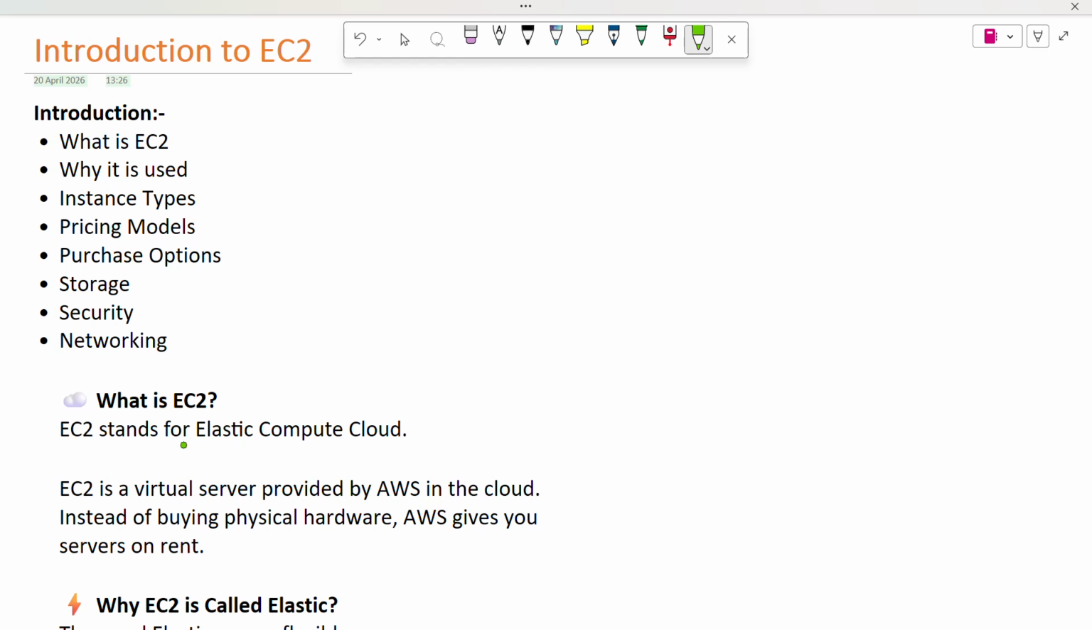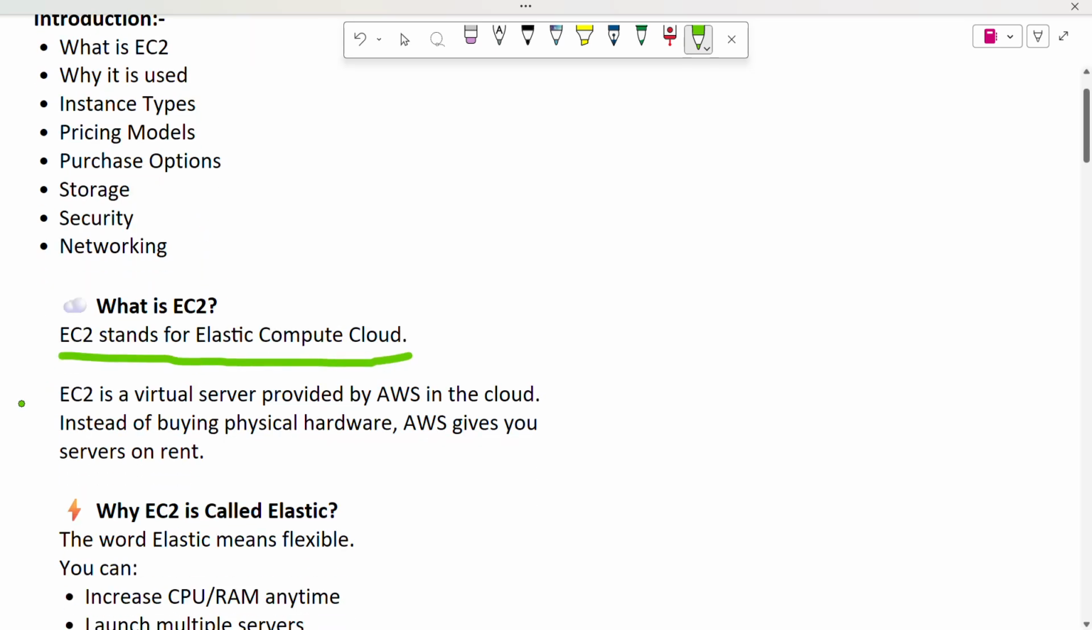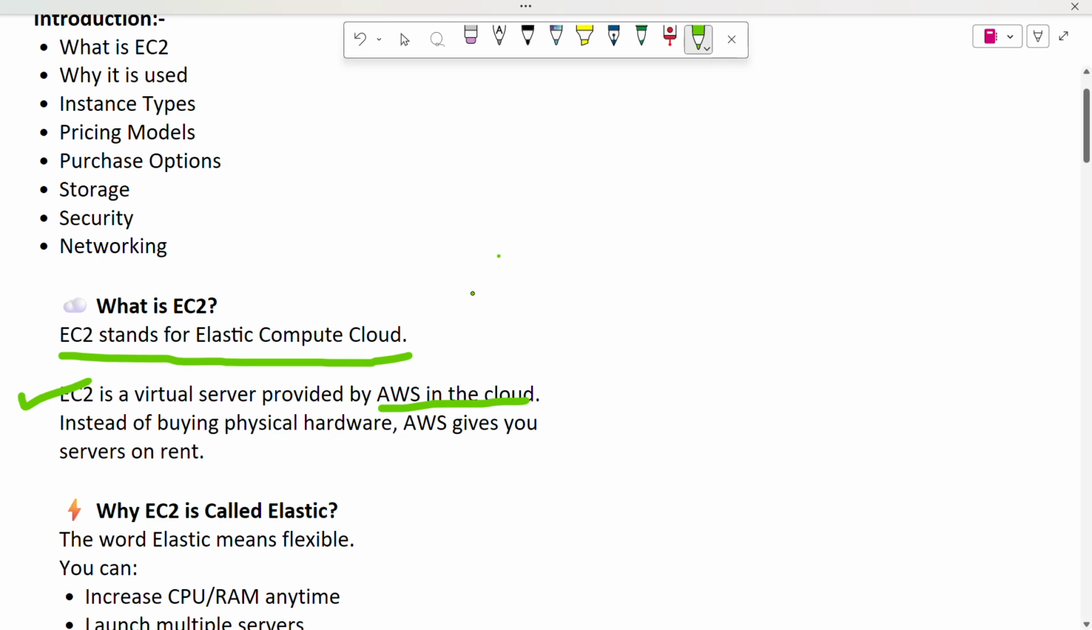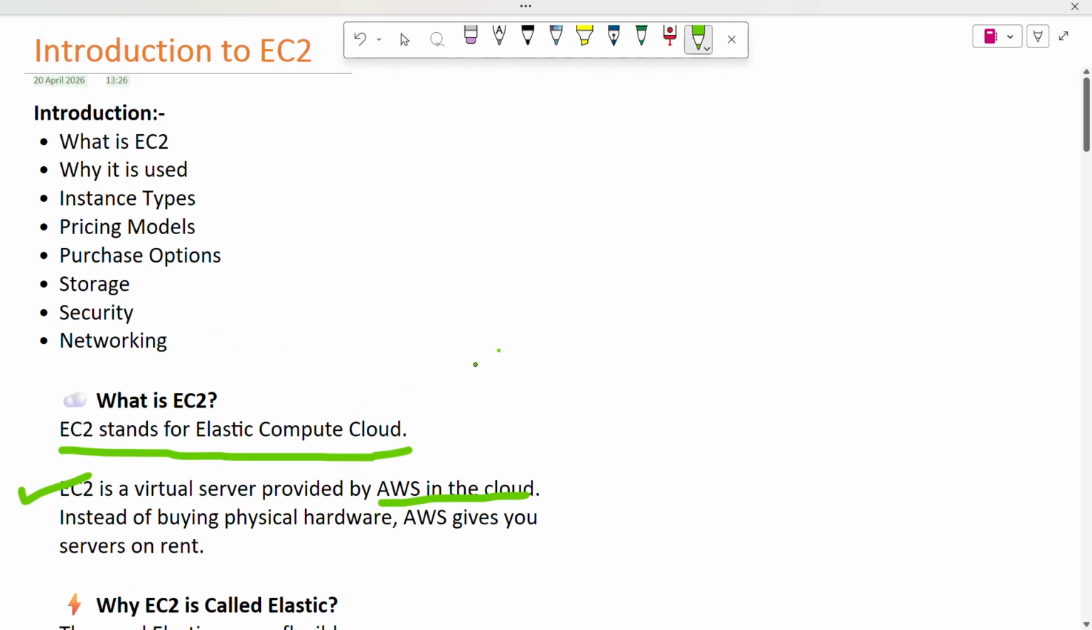So, what is EC2? EC2 stands for Elastic Compute Cloud. EC2 is a virtual server. You can call EC2 a virtual server, which is provided by AWS in the cloud. Instead of buying hardware, we can rent those hardware resources, rent the services from the AWS platform. So EC2 is such a service which we can rent, we can use as per the pay-as-you-go model, and we can host our applications on this EC2 instance.